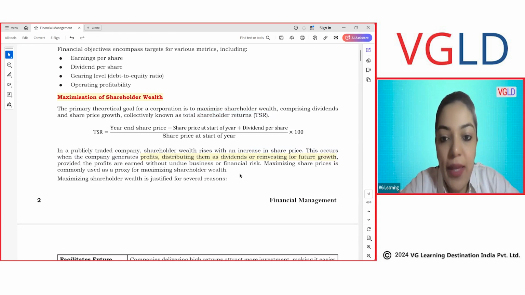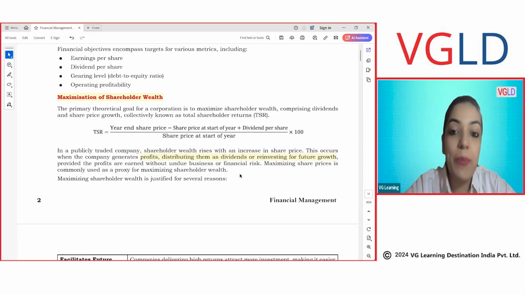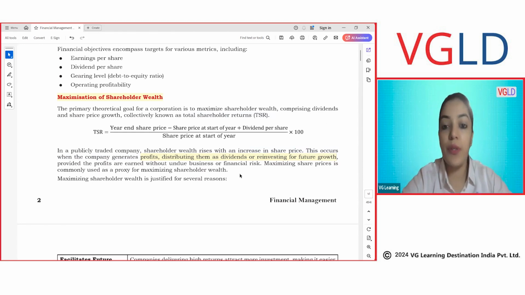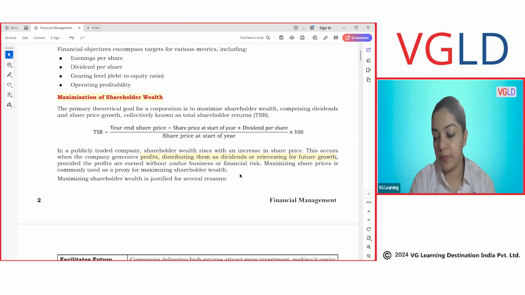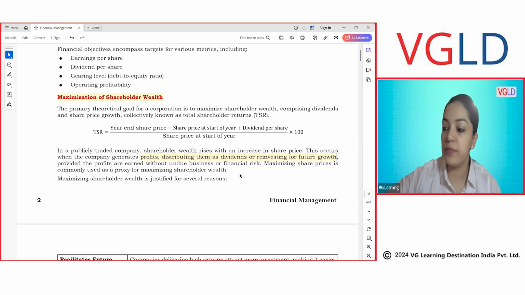Profits which a company makes can be distributed as dividend, or they can be reinvested in the business for future growth. Anyone who would like to elaborate on this? I would want to hear from you. What is your interpretation of this line? Anyone wants to give it a try?